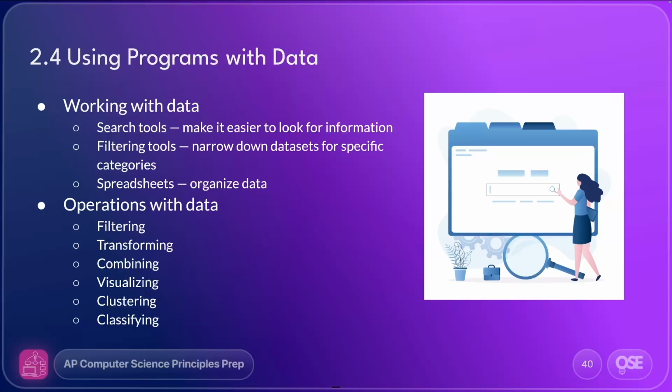Topic 2.4 is about using programs with data. How do we work with data? We do it in our daily lives, for example, with search tools, which make it easier to look for information. With filtering tools, which narrow down data sets for specific categories, and also with spreadsheets, which organize the data. For example, Excel. We can do these operations with data.